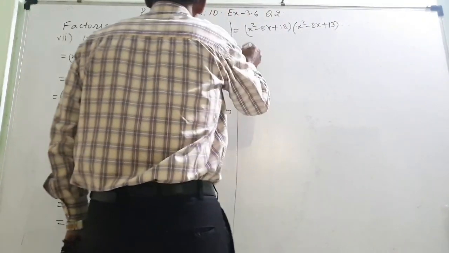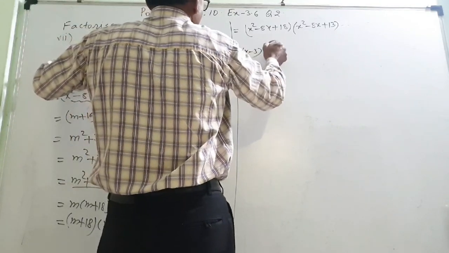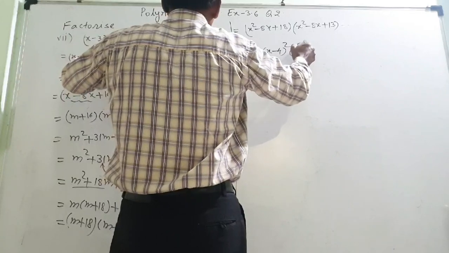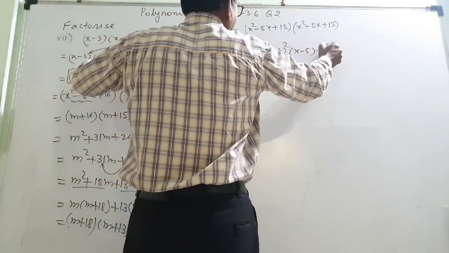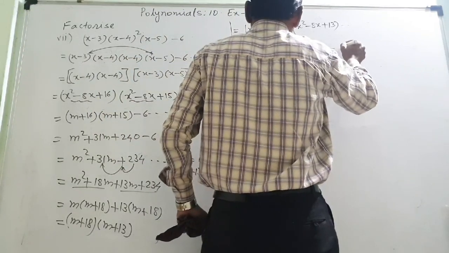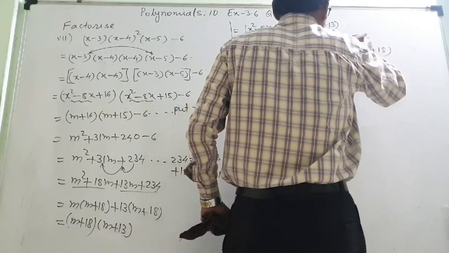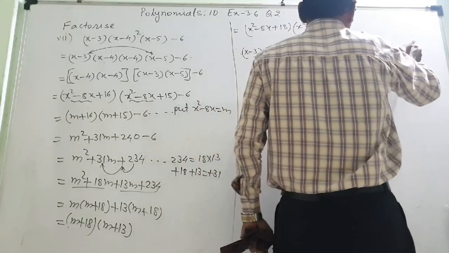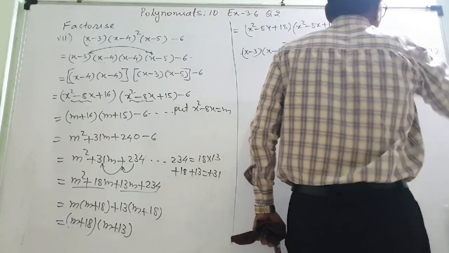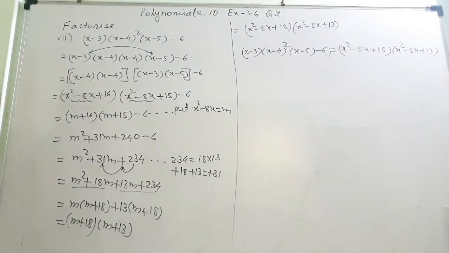Therefore, (x minus 3)(x minus 4) bracket square (x minus 5) minus 6 is equal to, its factors are (x square minus 8x plus 18) and another is (x square minus 8x plus 13). So this will be the final answer for this.